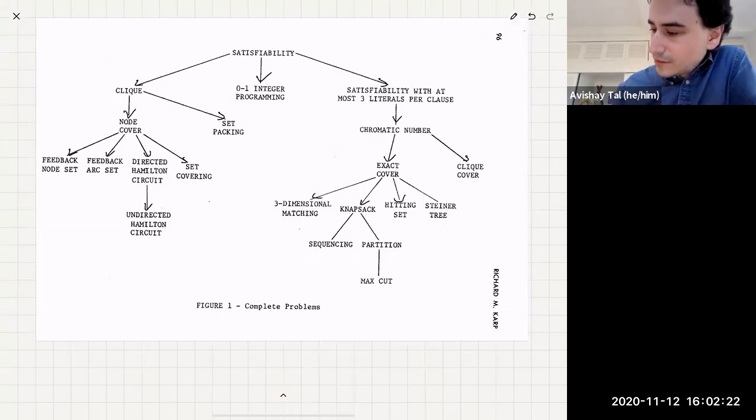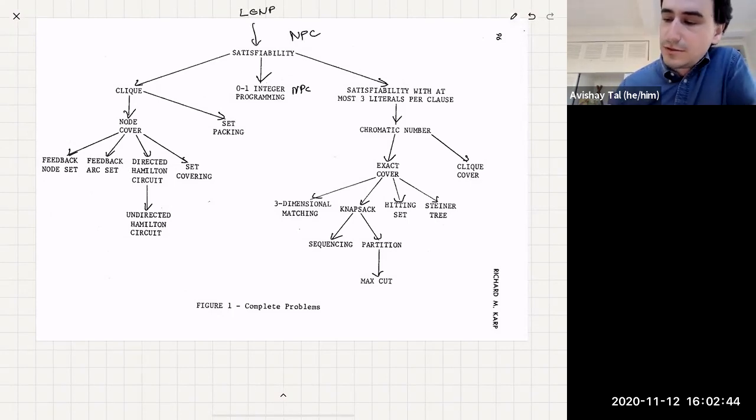Notice that this is something that we talked about last time. Once this is NP complete, and you have a reduction from this problem, let's say satisfiability, to 0-1 integer programming, then 0-1 integer programming is also NP complete, right? Because there's a reduction from every language in NP to satisfiability, and therefore by the composition of these two reductions, we get that there's a reduction from every language in NP to 0-1 integer programming.